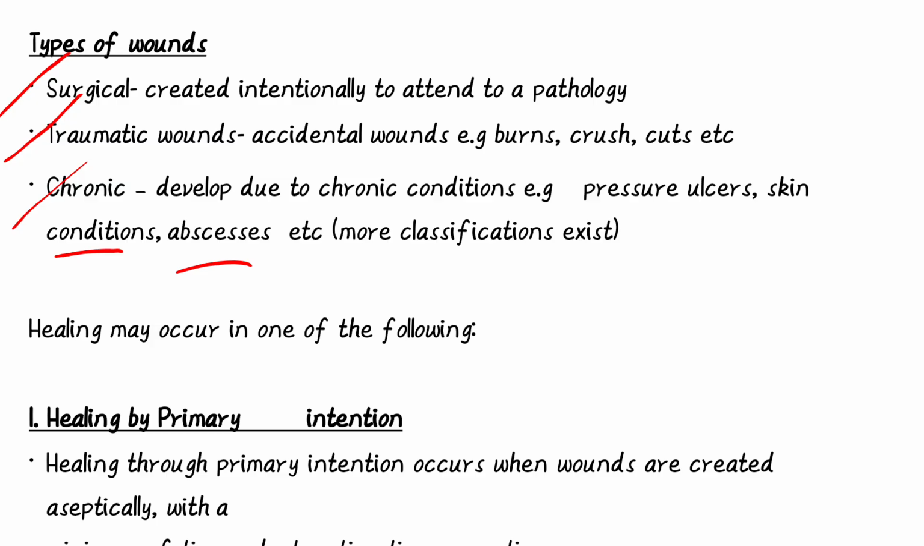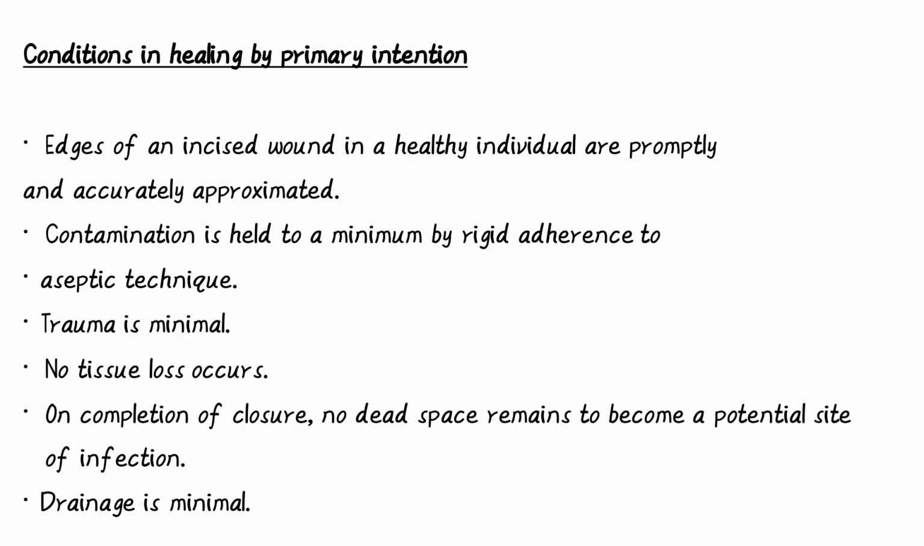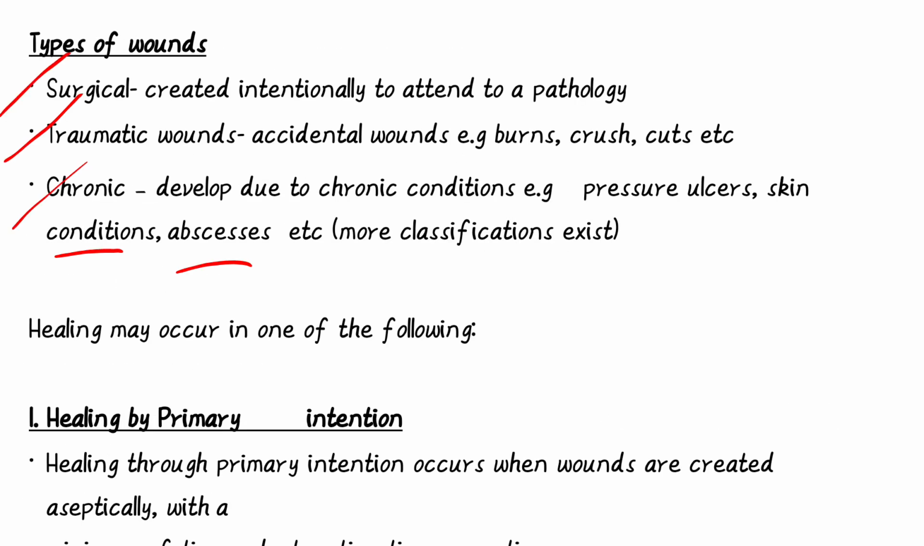So how does wound healing take place? You have to know that wound healing may occur in one of the following ways. One, it can occur by primary intention. So what do we mean by primary intention? Healing by primary intention occurs when wounds are created aseptically. So these wounds are always created aseptically, which means the healing will occur through primary intention.